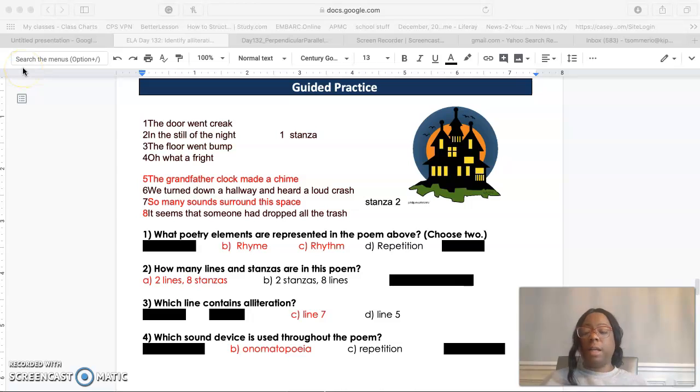For the sake of time offline, I went in and plugged all the answers. Number 1 says, what poetry elements are represented in the poem above? Choose 2. That is B, rhyme, C, rhythm. 2. How many lines and stanzas are in the poem? I went ahead and marked up the poem for you, so we know that it's B, 2 stanzas, 8 lines. Number 3, which line contains alliteration? That's C, line 7. So many sounds surround this place. Number 4, which sound device is used throughout the poem? That's B, onomatopoeia. There are so many sounds in this poem. Let's move on to independent practice.